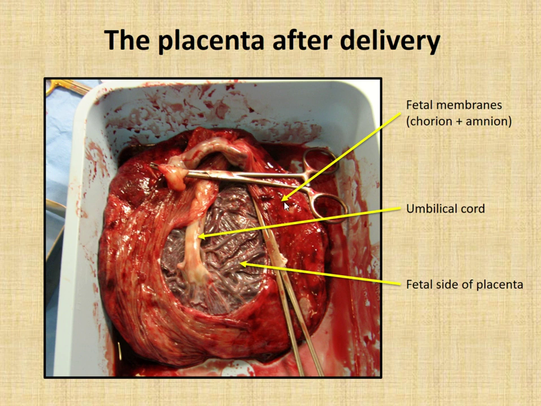This is what the placenta looks like right after delivery. Here you can see the fetal membranes that are made up of the chorion and the amnion, or the amniochorionic sac. Here's the umbilical cord, and this is the chorionic plate, the fetal side of the placenta.